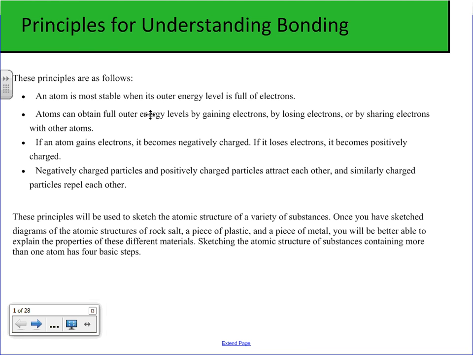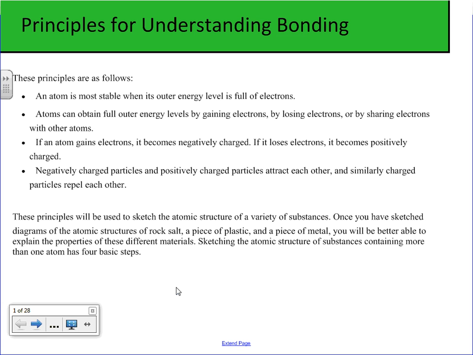Okay, so today we're going to talk about principles for understanding bonding. So these principles are as follows. An atom is the most stable when its outer energy level is full of electrons. Atoms can attain full outer energy levels by gaining electrons, by losing electrons, or by sharing electrons with other atoms.